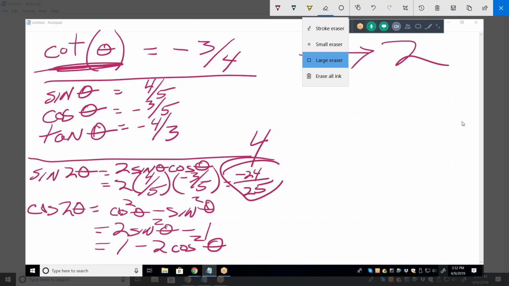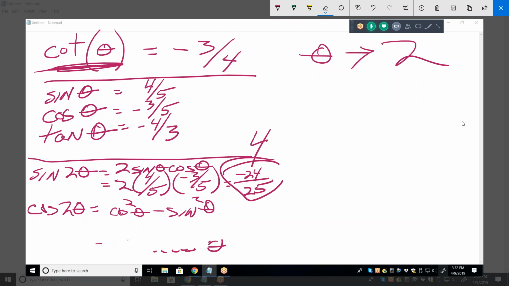I apologize. Let me erase these. In fact, I'm not going to use those two because I don't need them. I know what cosine of theta is, so I know what cosine squared of theta is. I know what sine of theta is, so I know what sine squared of theta is. Let's just use that one. That one I can always remember. I'm never wrong on that one. The other two I tend to get mixed up sometimes. So if you're not positive of those other two, then use the one you're positive of.